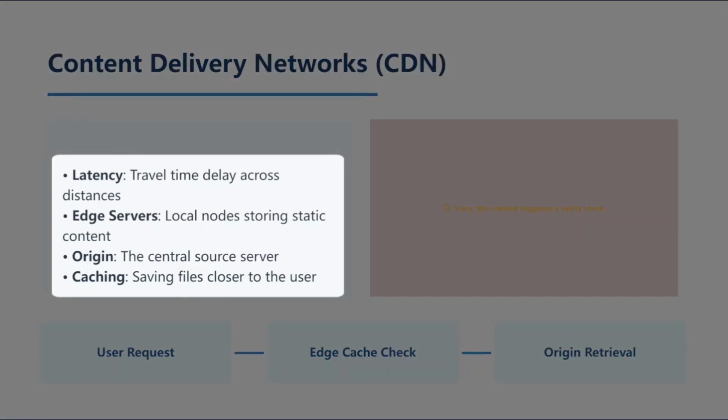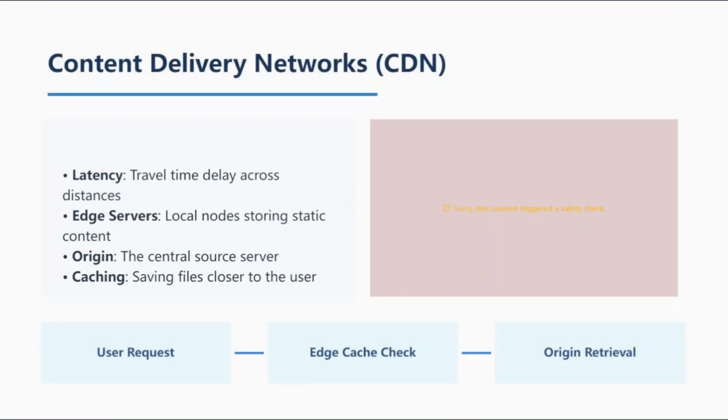Even with the fastest fiber optics, it takes time for a data packet to travel from a server in London to a user in Sydney. By using edge servers, we can store static content, things like your images, JavaScript files, and CSS, right in the user's neighborhood. Look at this workflow.